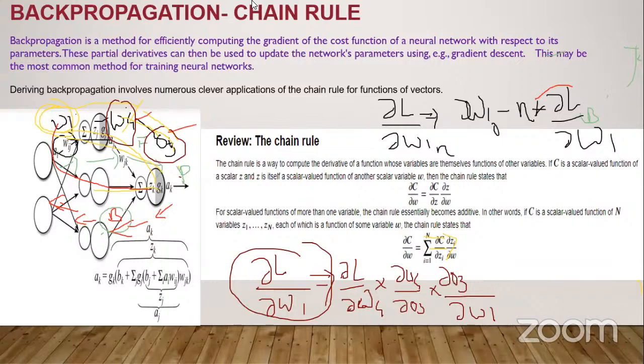So what is happening here is, I told you guys that in order to reach W1, I have to consider W4 and O3, this path. But this prediction is also taking this path, right? Where I have this.